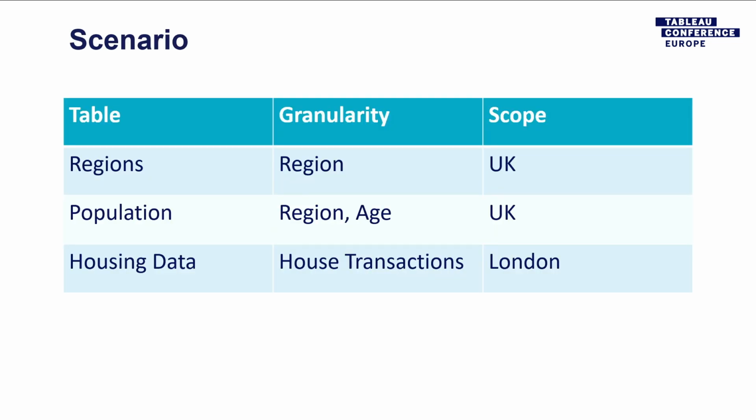So I'm going to show you this in the context of an example. The scenario is I have 3 different tables of data, and they're at 3 different levels of granularity. I have this region data, which gives me my geographic shapefiles. Then I have a population data source, which tells me the population of every region by age group. And then I have my housing data set, which you've seen this morning. That's specifically focused on London, while the other 2 data sources are for all of the UK. And that housing data source is at a transaction level, so every single house sale has a record, and you can map that house to a region. So the relationship between these 3 tables is at the region level of detail.